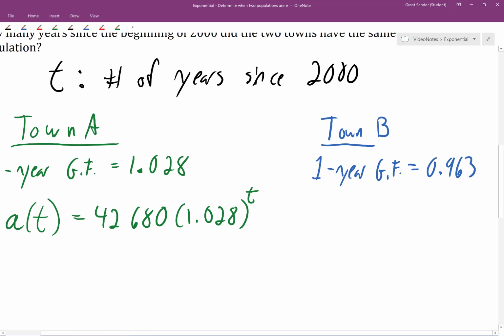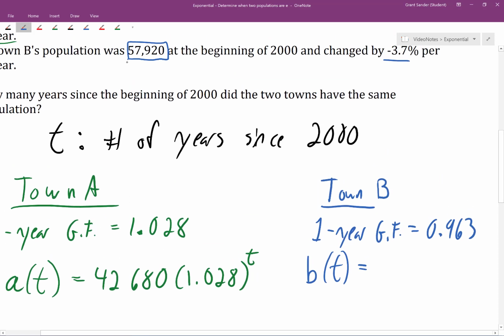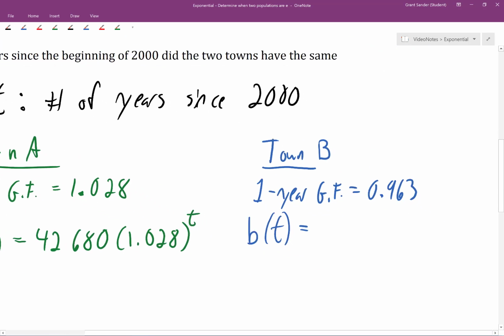So then we'll let a function B represent the population of this town. So B of t represents the population of Town B. It starts with this 57,920. So let's write that down. 57,920. And we have a 1 year growth factor of 0.963. And then we'll raise that to a power of t because we have an exponential function here.